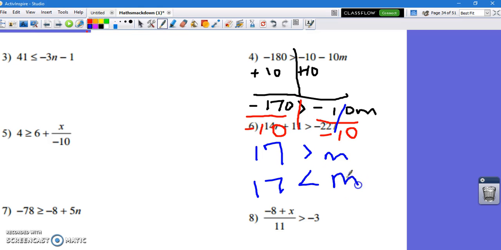What is that invisible number that we never see? 1. That's right. And where is the 1 in this one right here? Where would we put that 1? At the end. Right, like this, right?